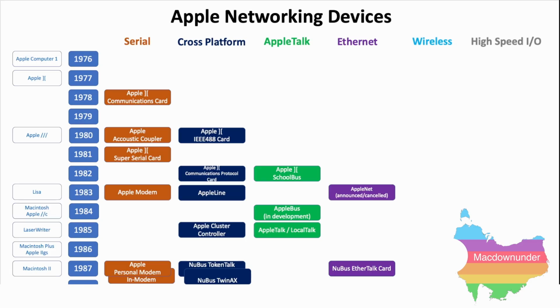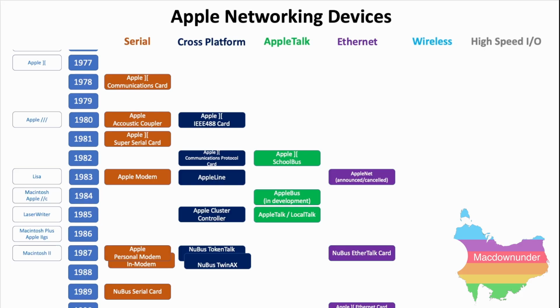So by the end of 1987, Apple not only had modems available for all of its computers, but it also had a whole range of cross-platform devices specifically to talk to IBM networks, and the IEEE 488 card from the Apple II back from 1980 could talk to a range of other devices from other companies as well. Apple had now launched AppleTalk and the LocalTalk hardware, and now had a true Ethernet capability with the NuBus EtherTalk card. So for a company that back in 1984 said that we're not a networking company, gee, by 1988, they had a lot of networking technologies available.